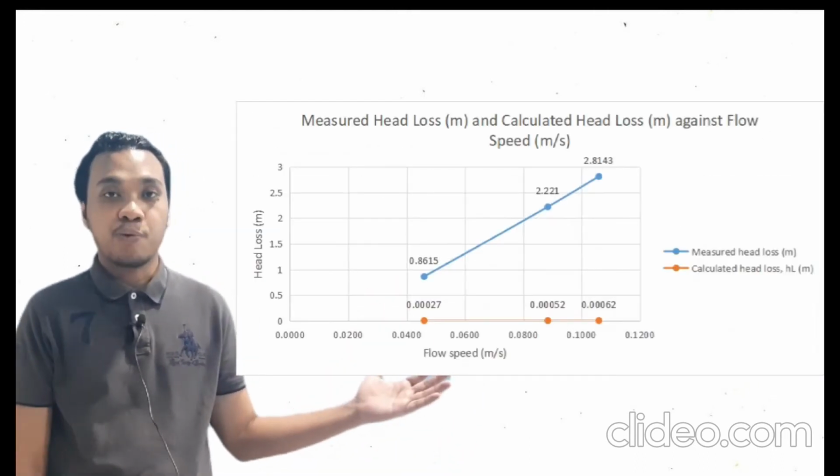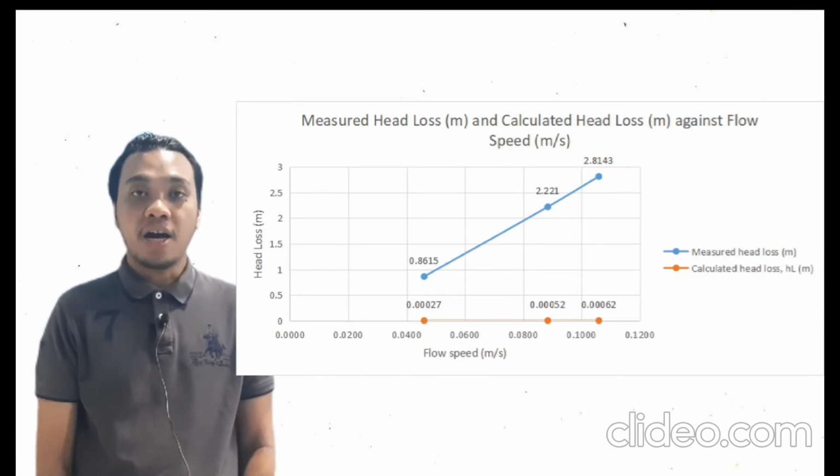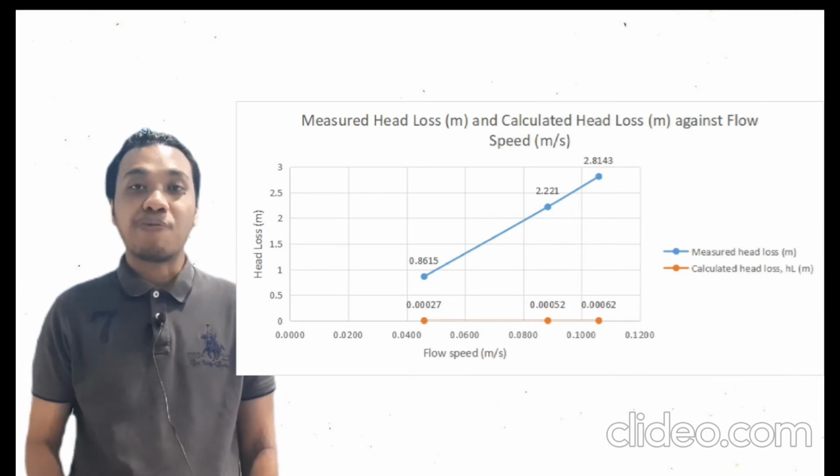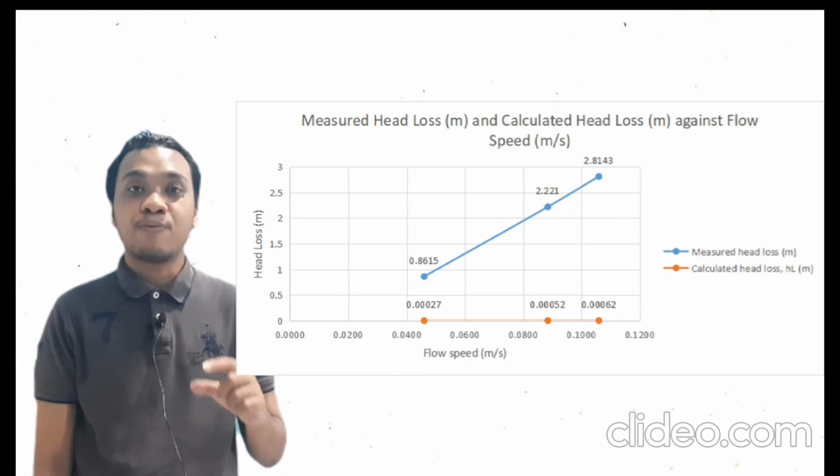Based on the graph, we can see the huge difference between calculated head loss and measured head loss. However, these values increase along with the flow speed. Therefore, the head loss in the pipe is directly proportional to the flow speed.